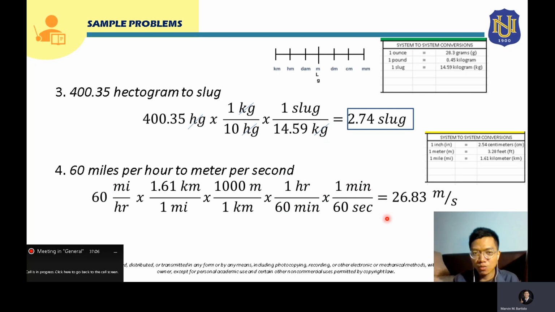So this is the equivalent of 60 miles per hour. It is 26.83 meters per second. So that will be the answer.